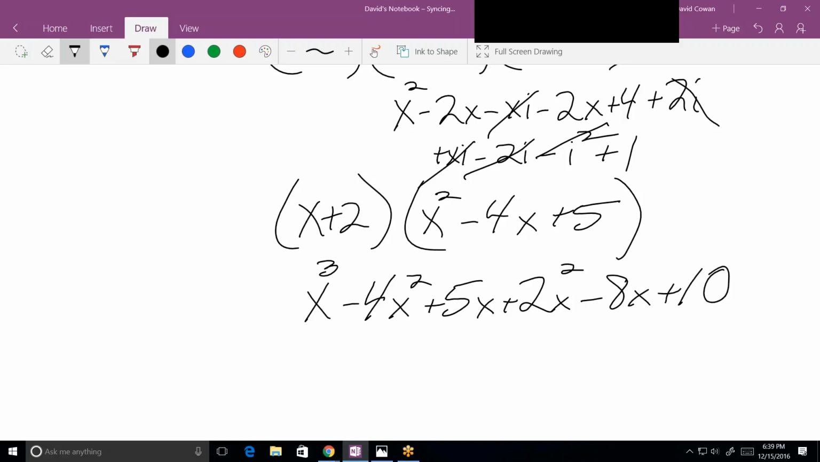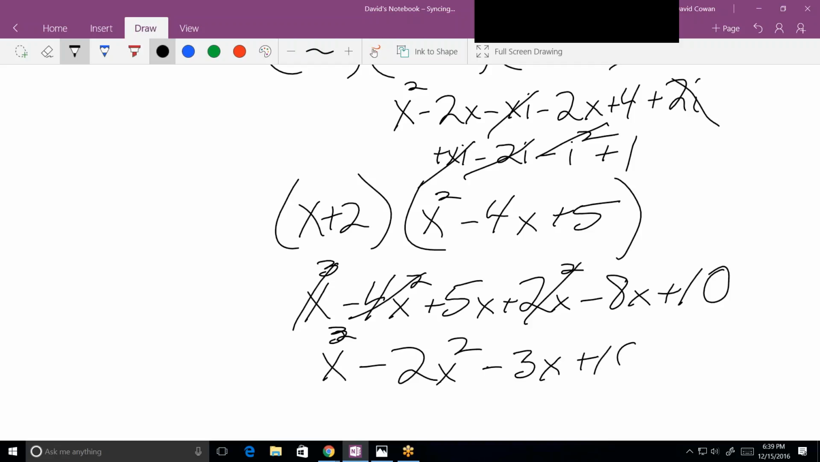And the middle terms usually need combining. There will only be one cubic term and there will only be one number. But I've got a total of minus 2x squareds. Excuse me, this is an x cubed there. So that takes care of that, that, and that. Then I got a total of minus 3x plus 10. There's your polynomial.